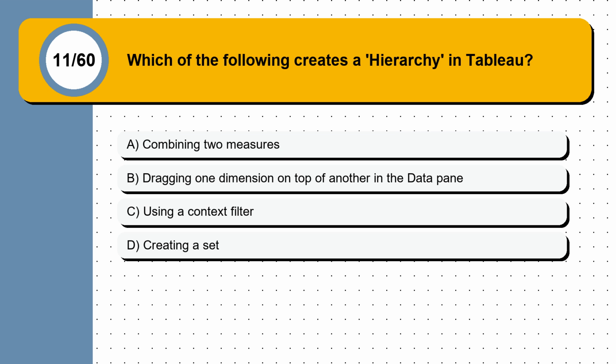Question 11. Which of the following creates a hierarchy in Tableau? Option A, combining two measures. Option B, dragging one dimension on top of another in the data pane. Option C, using a context filter. Option D, creating a set.